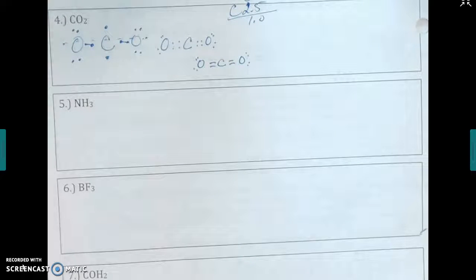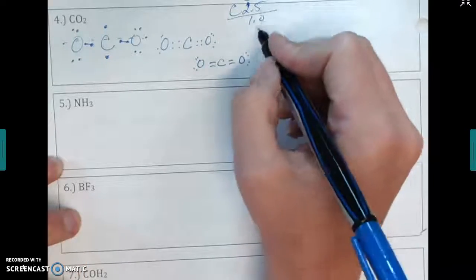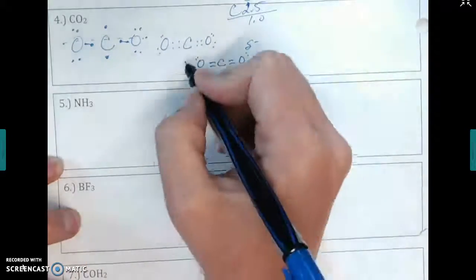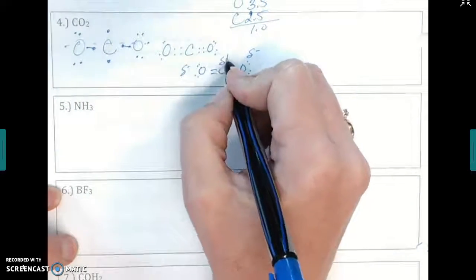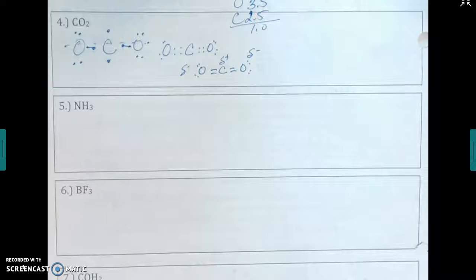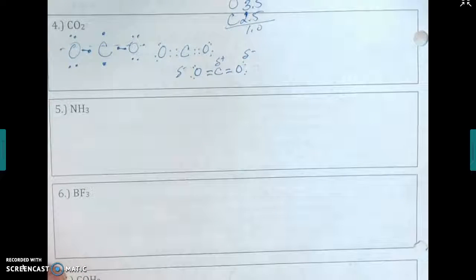Remember we said the parameters are 0.4 and less is nonpolar. Anything greater than 0.4 to about 1.8 to 2 is polar covalent. So our oxygen is more electronegative, meaning it can attract the electrons. So our carbon is slightly positive and our oxygens are slightly negative.